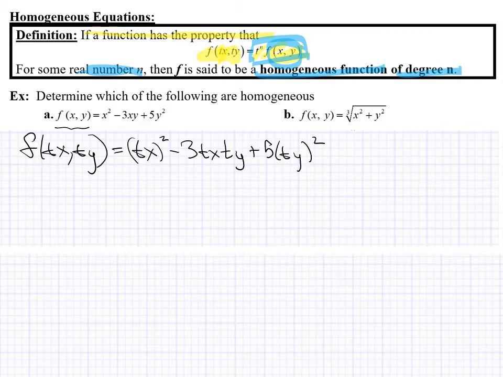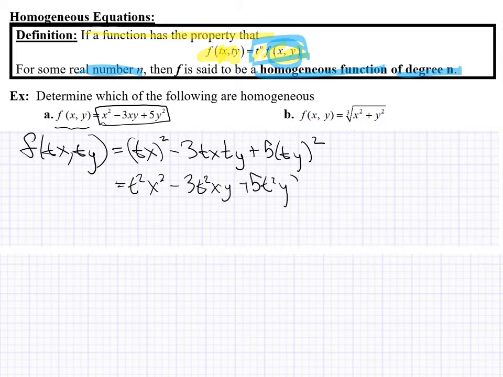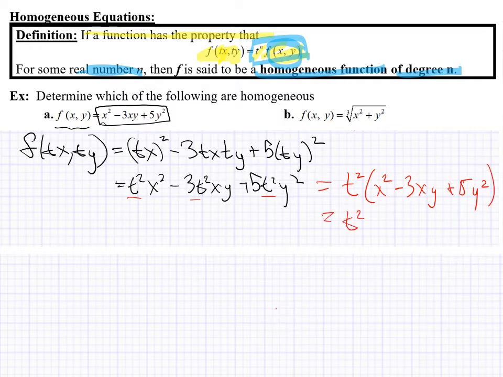And then I want to know whether or not I'll be able to write this as t to a power times this original function. So if you work with this, we're going to get t squared x squared minus 3t squared xy plus 5t squared y squared. Notice they all have a t squared in them, and so I could write this as t squared times x squared minus 3xy plus 5y squared, which just so happens to be t to the second times the original function. And so therefore, f of x, y is a homogeneous function of degree 2. Pretty simple.